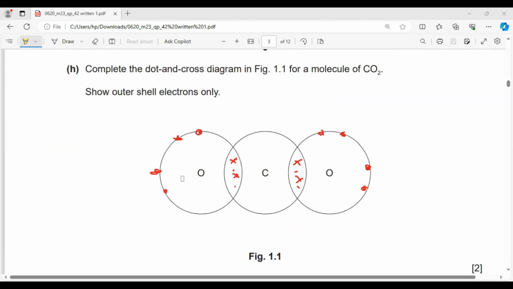Complete the dot and cross diagram for a molecule of CO2. Show outer shell electrons only. Now here, the cross represents electrons of carbon and the dot represents electrons of oxygen. Carbon has 4 electrons in the outer shell. It needs 4 more electrons to complete the outer shell with 8 electrons. So it will share 2 electrons with each oxygen. Oxygen has 6 electrons in its outer shell. It needs 2 more electrons. So each oxygen will share 2 electrons with carbon, and in the outer shell of oxygen, when 2 electrons are shared, 4 will be remaining. So this is how you draw the structure of the covalent compound carbon dioxide.